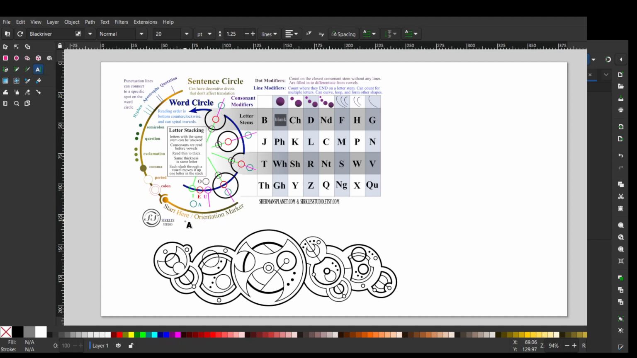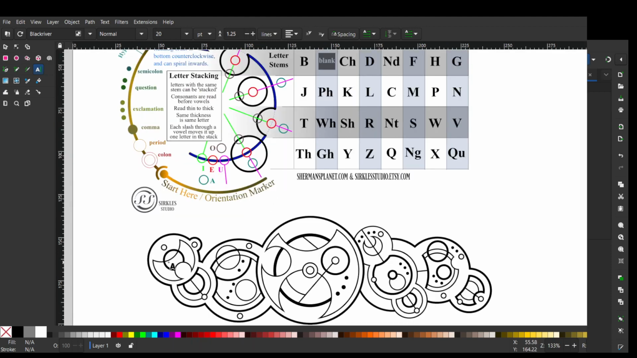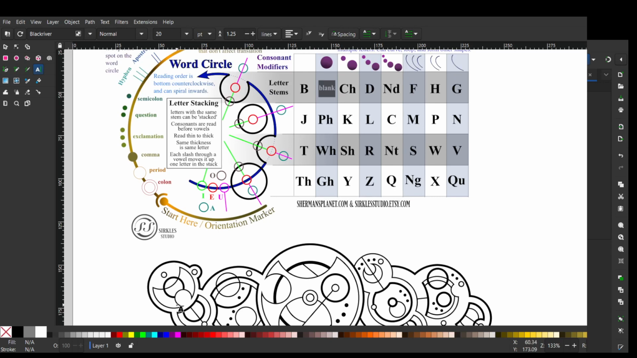So you read each word starting at the bottom and then going counterclockwise, like a time traveler going back in time, and that's noted here. And consonants are made by combining these different letter stems with modifiers. So if we look here, our first letter, let me actually scooch this up a smidgen.